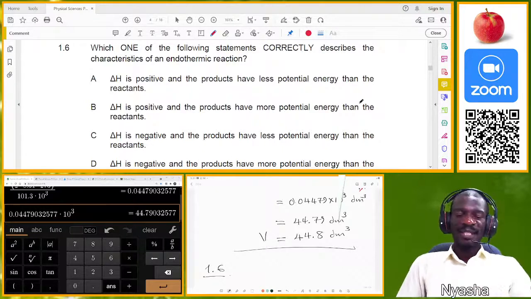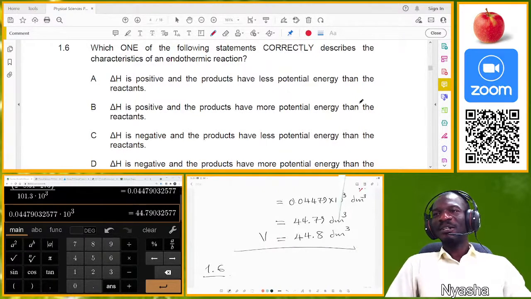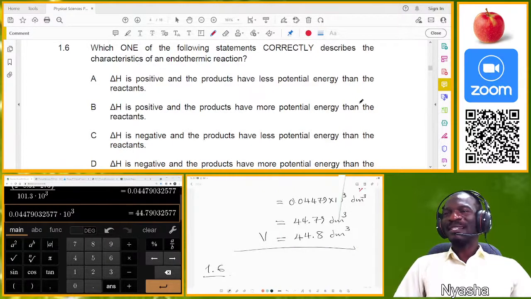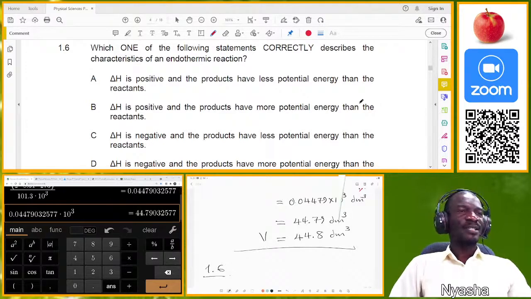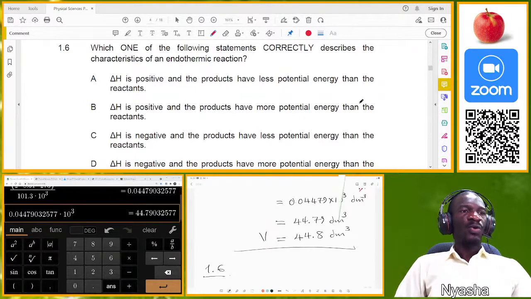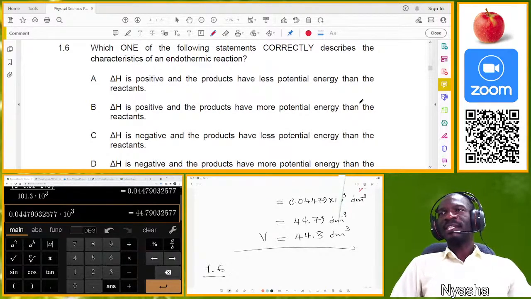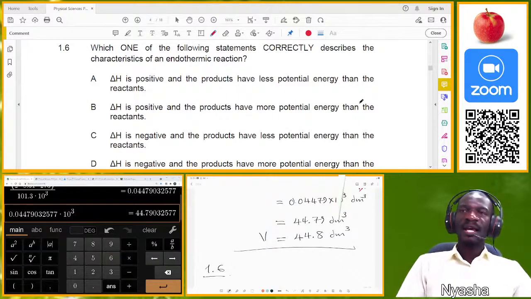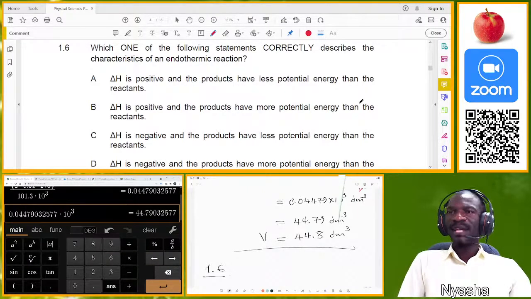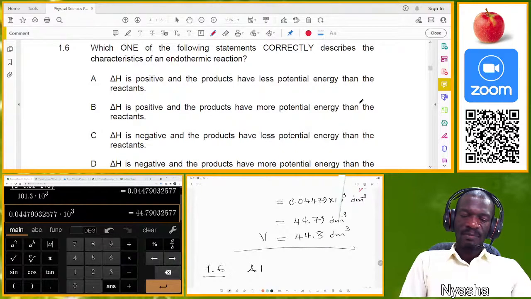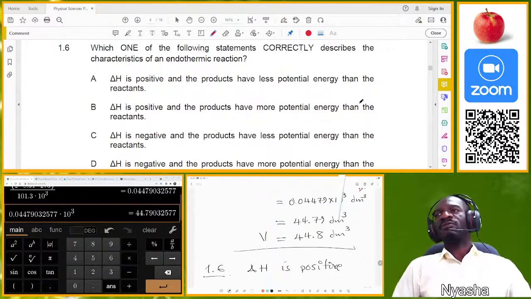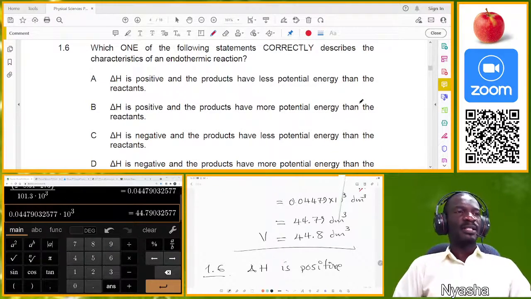For an endothermic reaction to take place, what do we need? We need heat, isn't it? It requires heat for it to take place. Which means our delta H in this case will be given as a positive value. So that's the first case. Our delta H is positive for an endothermic reaction.